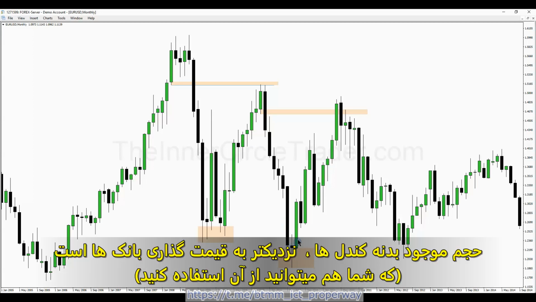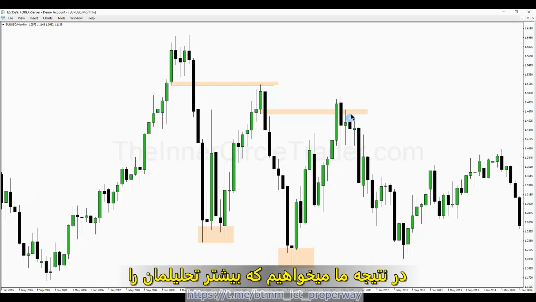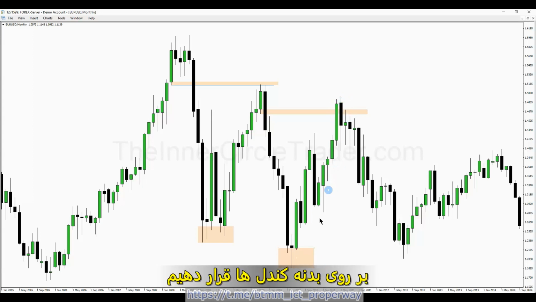The bulk of the bodies is close to the interbank price, is what you're going to get. So we allow the wicks to provide us an erroneous price delivery or extreme price delivery. But we want to do most of our analysis around the bodies of the candles. So what does that mean?